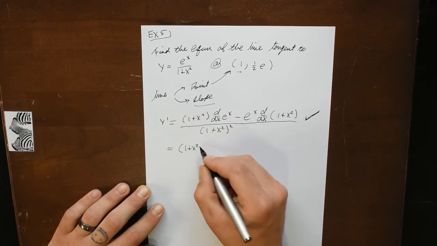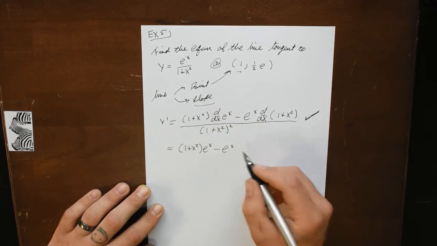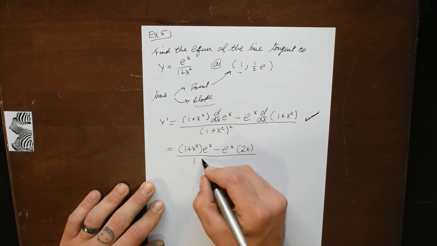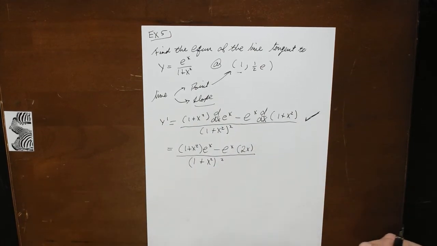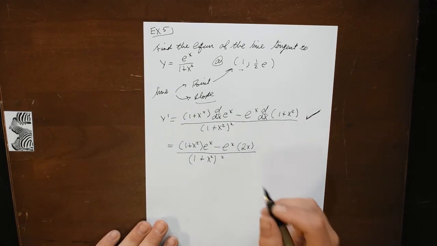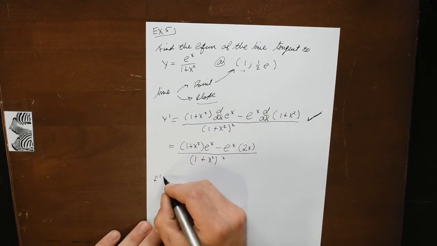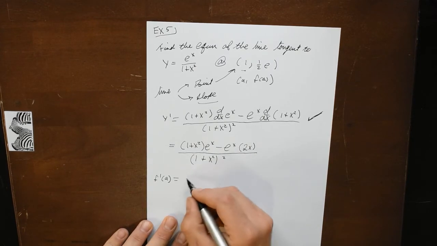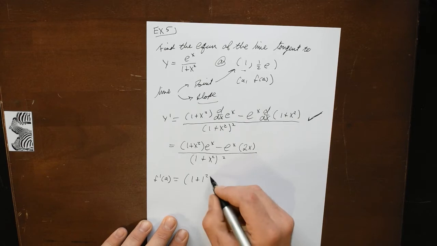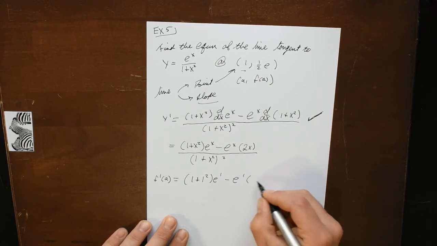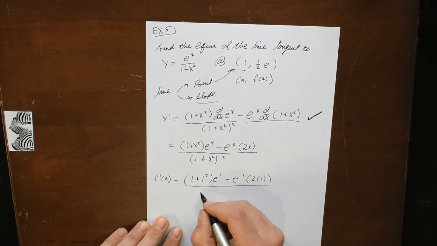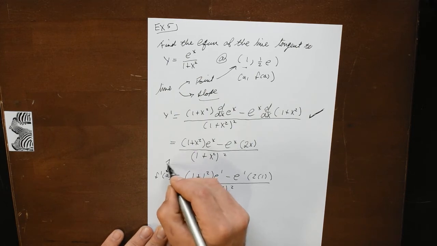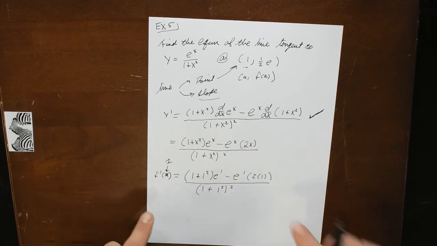Simplifying, derivative of e to the x is e to the x, minus e to the x times the derivative of 1, which is 0, plus the derivative of x squared, which is 2x, all over 1 plus x squared quantity squared. And if we want to know the slope when x is equal to 1, we can think of it as f prime of a. The slope at this point is equal to 1 plus 1 squared, e to the 1, minus e to the 1 times 2 times 1, all divided by 1 plus 1 squared, squared. That's not a anymore, that should be a 1. F prime of 1 is equal to that thing.